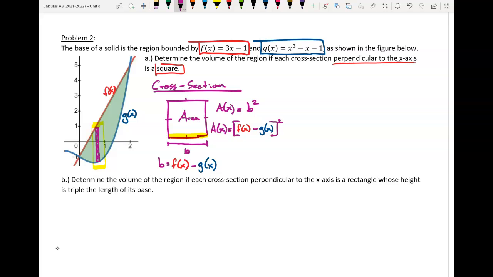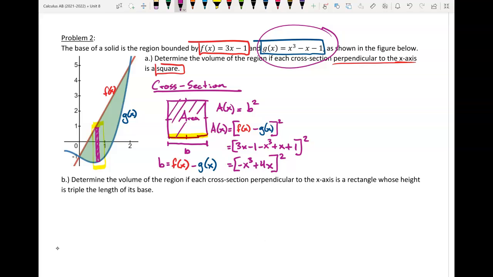Now I can go ahead and actually figure out that polynomial. It wouldn't take too much. That's going to be 3x minus 1, and I am subtracting all of g. So that's going to be minus x cubed plus x plus 1, all of that squared. And so then that would become negative x cubed, plus 4x, and the ones cancel out, and so I just have that. That's nice, and that's getting squared. All right, so that is my cross-section and the area of that cross-section.